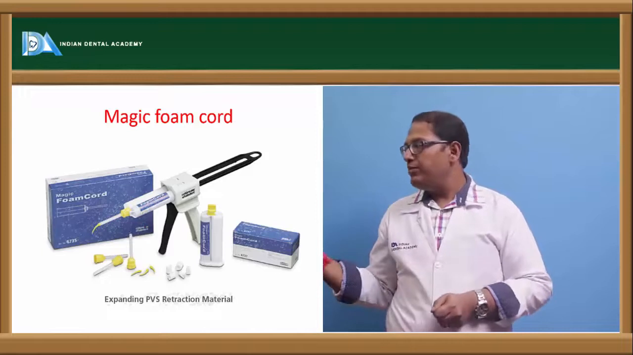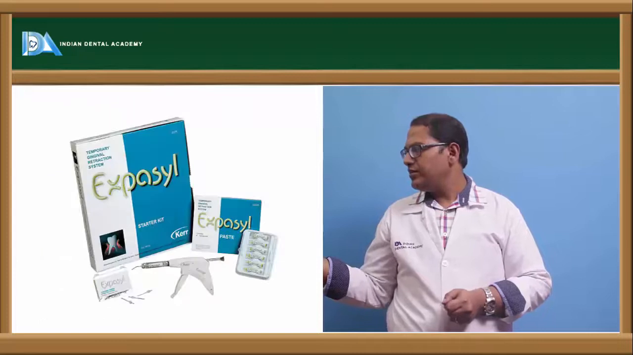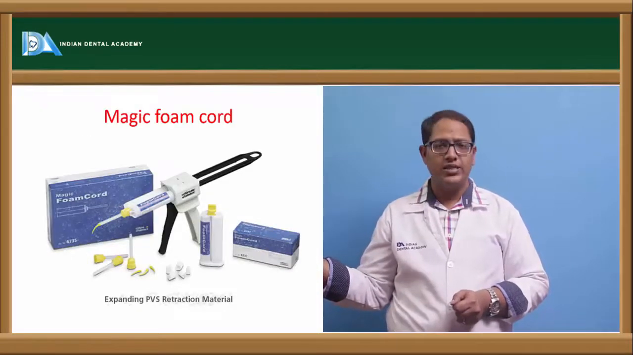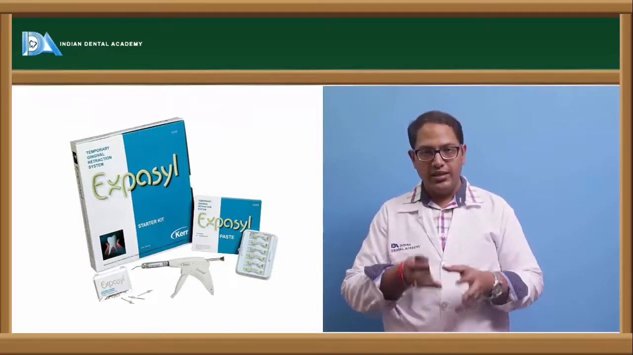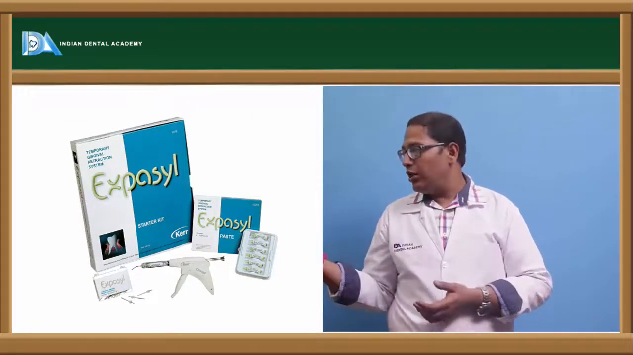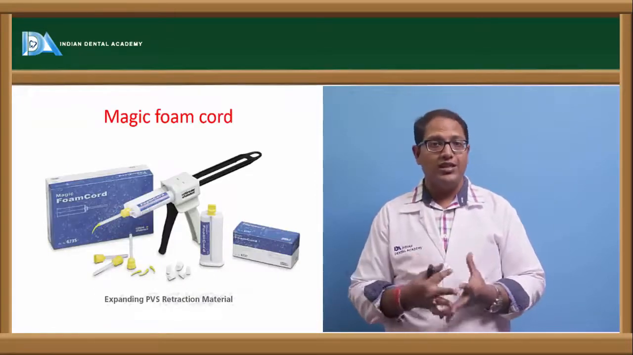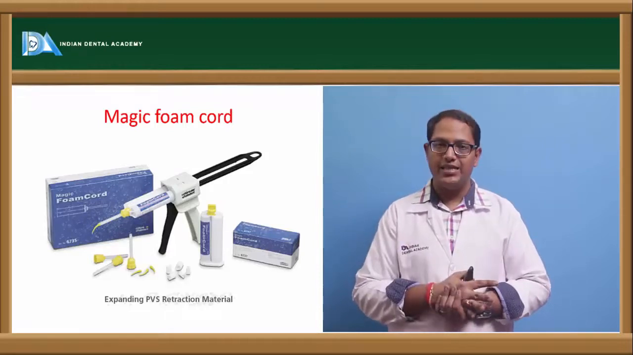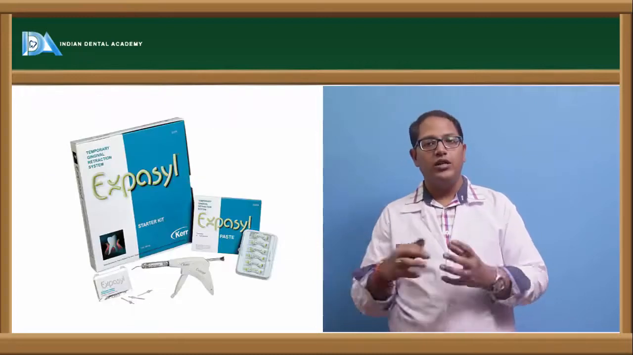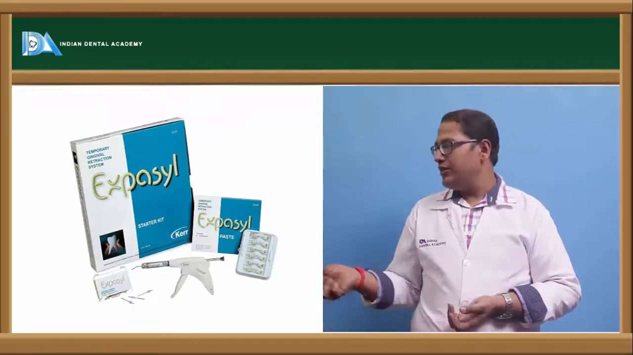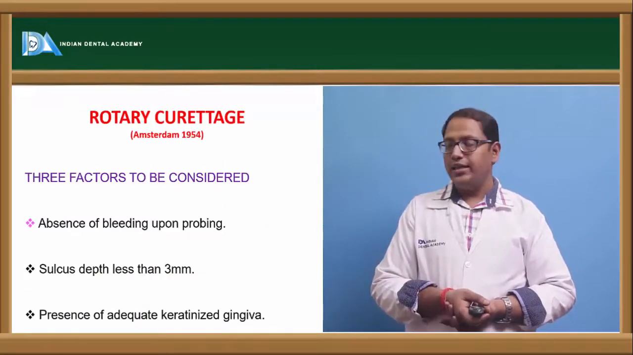Basically these materials are nothing but polyvinyl siloxane. Magic foam is a polyvinyl siloxane addition silicone, and X-Seal is a condensation silicone. Basically, what they do is just dilate the sulcus. But the only problem with X-Seal and magic foam is that they can only give retraction. They cannot give hemostasis. But it is an easier way, and an effective amount of retraction is also possible with these kinds of materials. So these are used nowadays in the clinics.